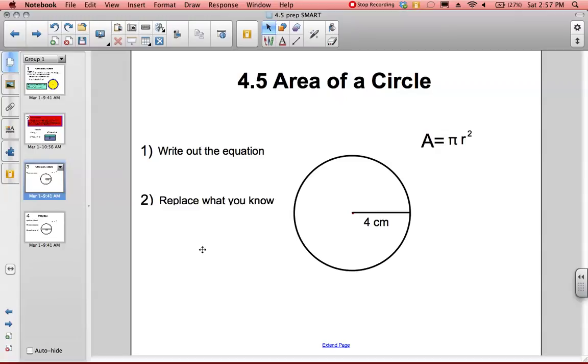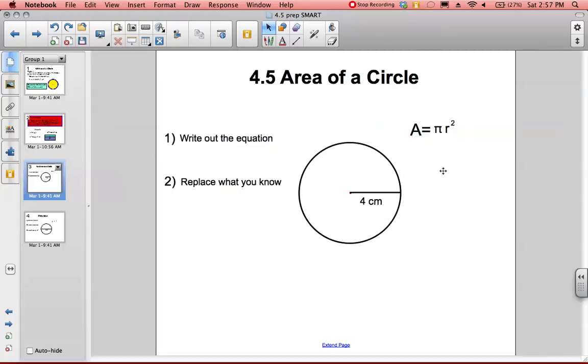The second part to that is replace what you know, which means take all the information that the picture has given you and put it into the equation. In this case, we know that pi is 3.14. We know the radius they've given us is 4 centimeters, so I have replaced pi with 3.14 multiplied by, I've replaced my radius, or the r, with 4. So that's pi, 3.14 times 4 squared.